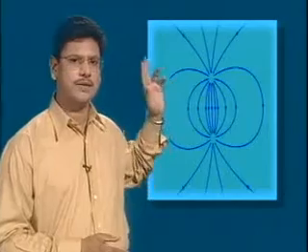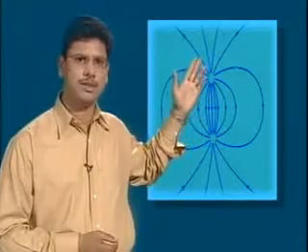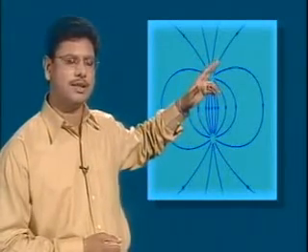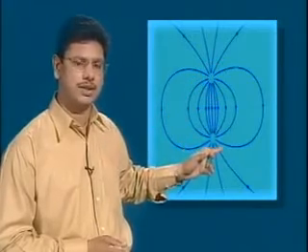Behind me you can see the field between a positive charge and a negative charge. A test positive charge would be repelled by the positive charge and attracted by the negative charge. Therefore the field lines start at the positive charge and go down to the negative charge.